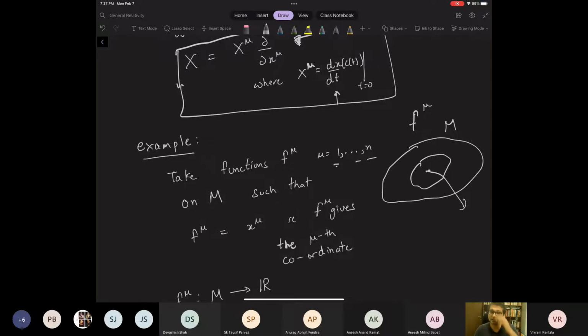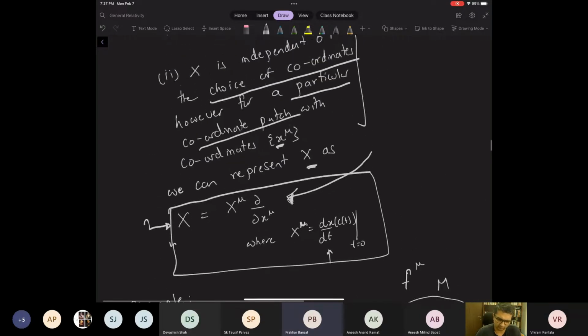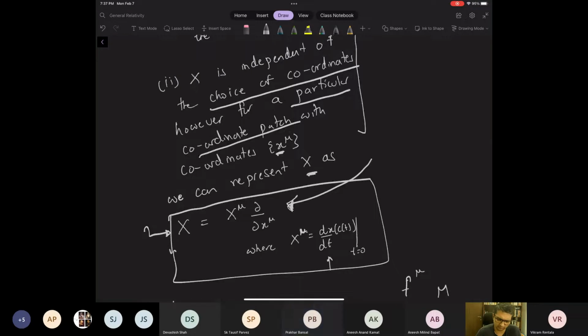Sorry, yes, is there a question? Yes, sir. I just want to ask. You said that X depends on the coordinate system also, right? This capital X? So you have written it, so it should depend on the coordinate system, I think, because in the denominator we have this del by del x mu term in the definition of this operator X.